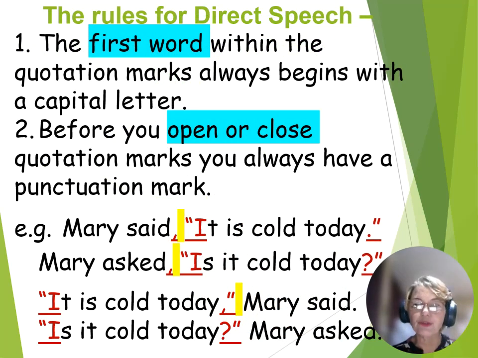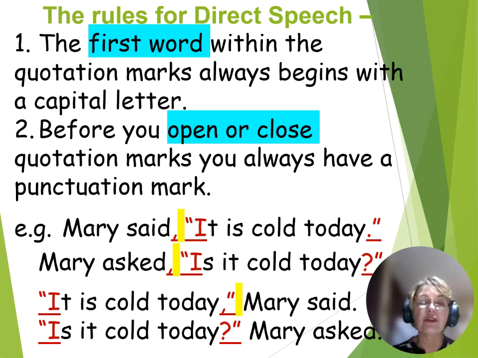Let's look at the rules for direct speech. Very simply, the first word within the quotation marks always begins with a capital letter. And if you look at the examples supplied, you will see, for instance, Mary said, then there's a punctuation mark and a space. And when we open our quotation marks, we immediately start with a capital letter. It is cold today. You'll notice that that is the same method used throughout here, even when we actually start on the quotation of the person.